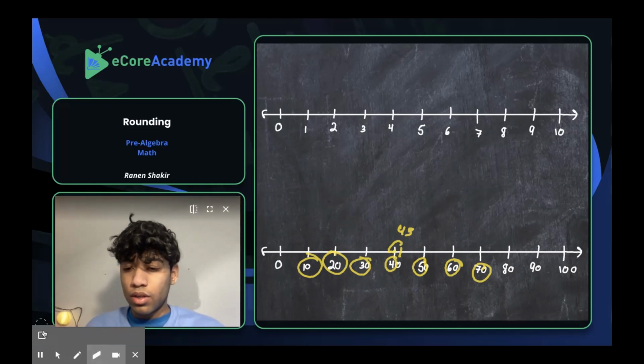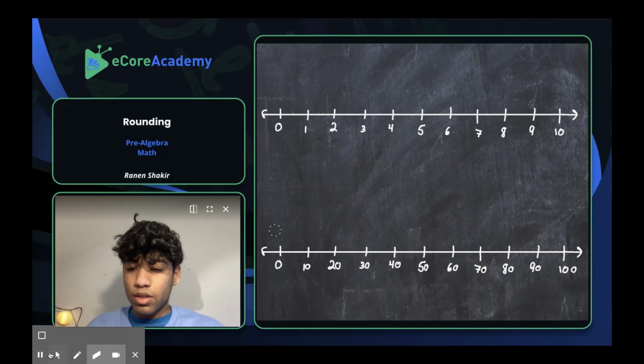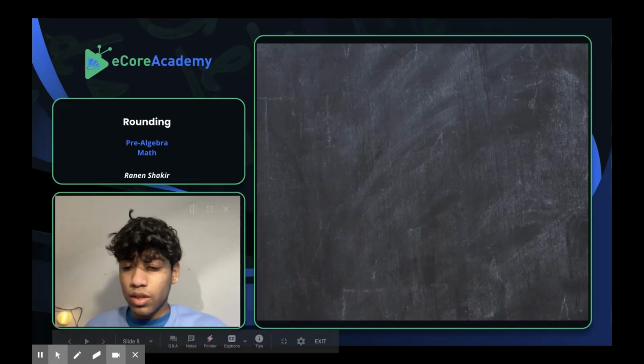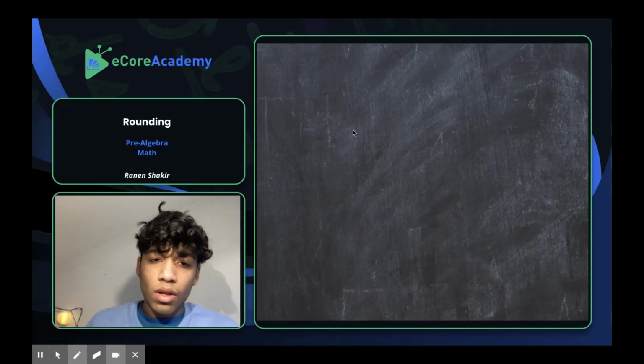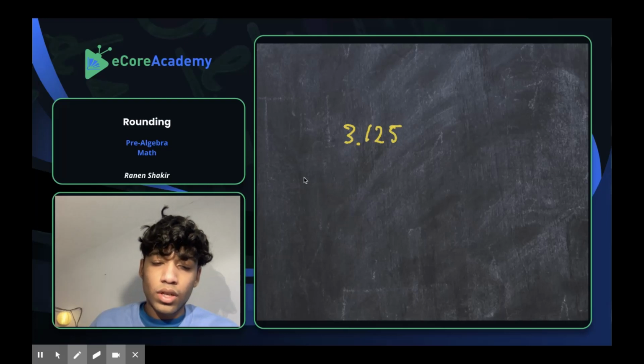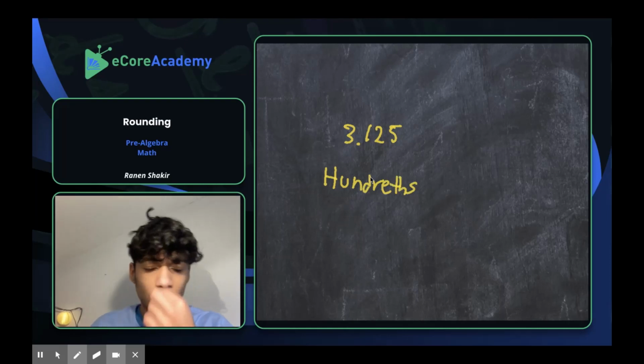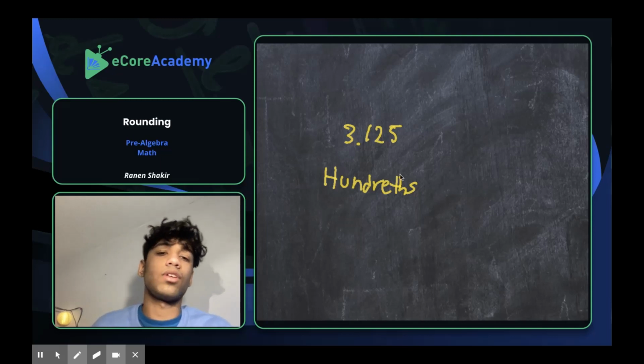All right, now let's work another one out. I'll give you a decimal one this time. Round 3.125 to the hundredths place. I'll give you a second to round it to the hundredths, and then we'll come back and figure it out together.